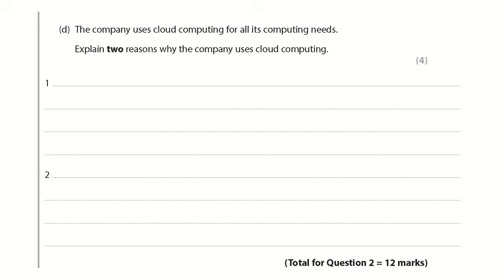On to part D, we've got the company uses cloud computing for all its computing needs. So we've got to explain 2. Why does the company use cloud computing? We're remembering that cloud computing is using software online for the company to work with. We've got to come up with 2 reasons why the company uses it. So not what it is or how they're going to use it, but why they've chosen to use it.